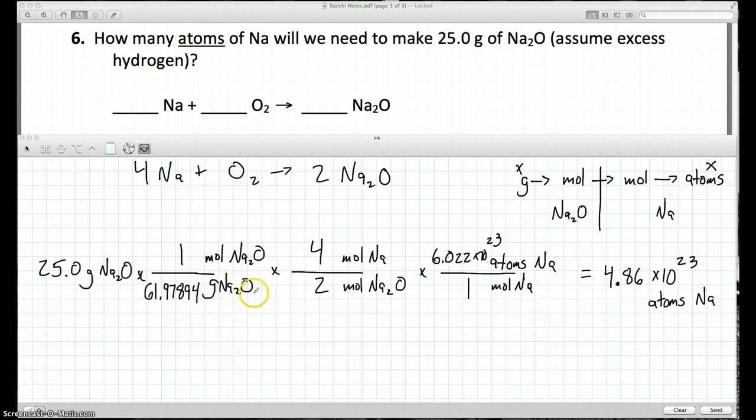So I found the total for the red numbers, the masses, for Na2O. And in front of atoms, I always put 6.022 times 10 to the 23, like the note said. Do the math, and sig figs and units.